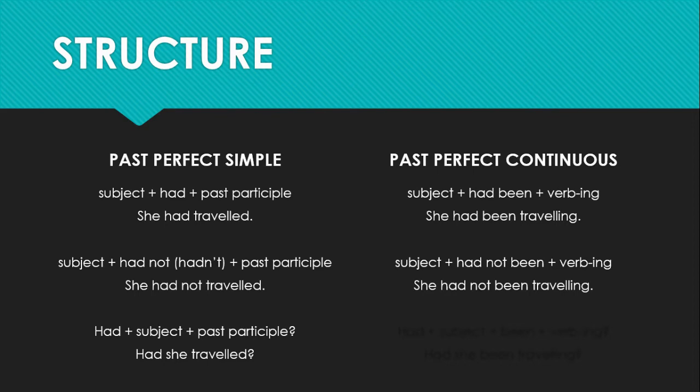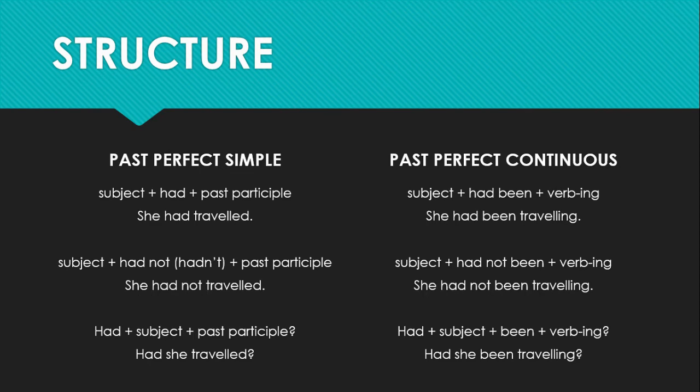For questions, untuk soalan, we bring the had in front, followed by the subject, been, and the verb ending with ing. And again, don't forget your question mark. For example, had she been traveling? Okay, so that is the structure of the past perfect simple and also the past perfect continuous.